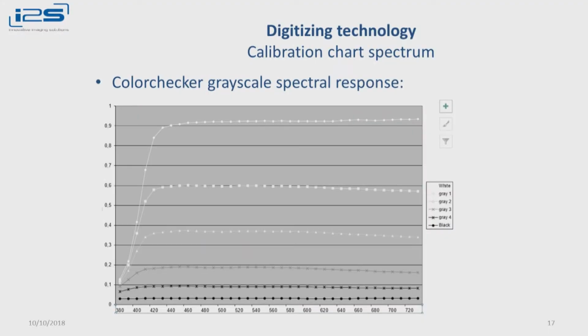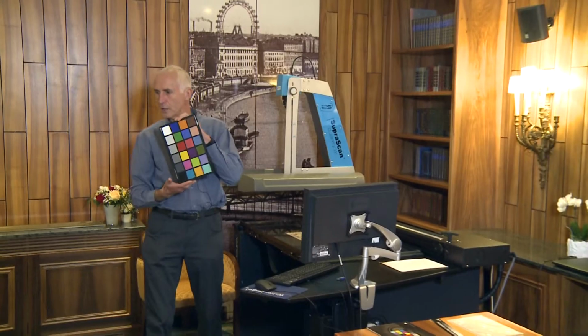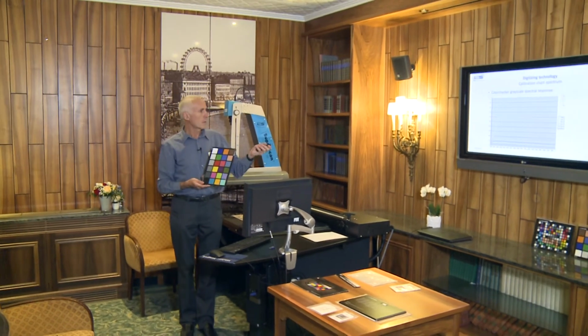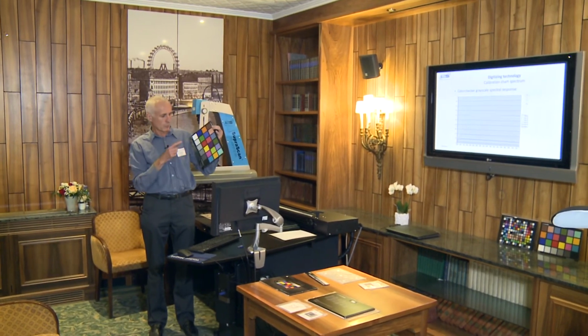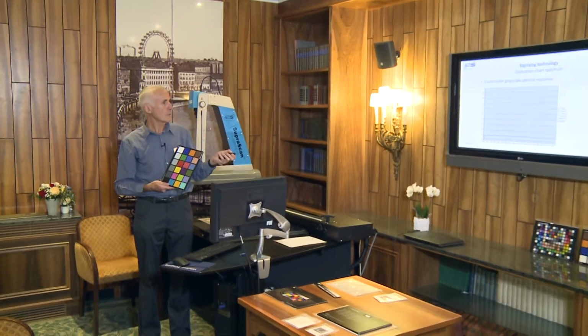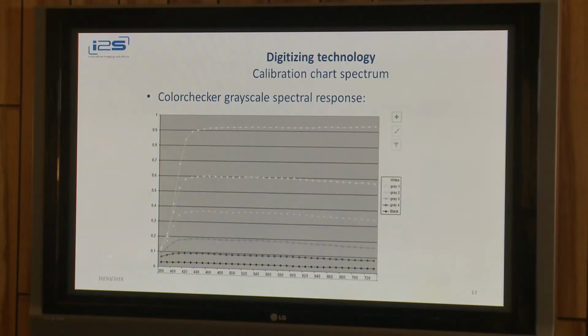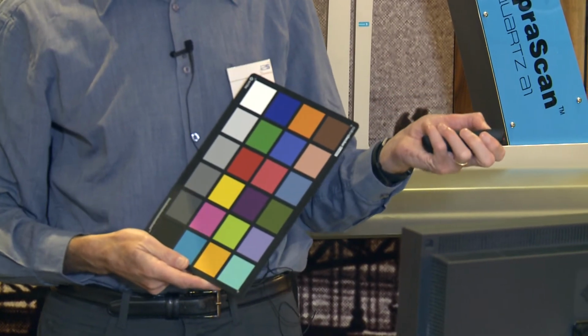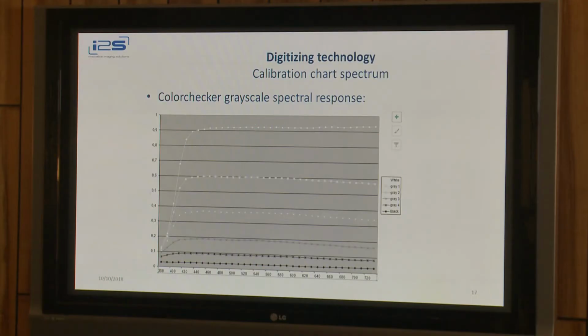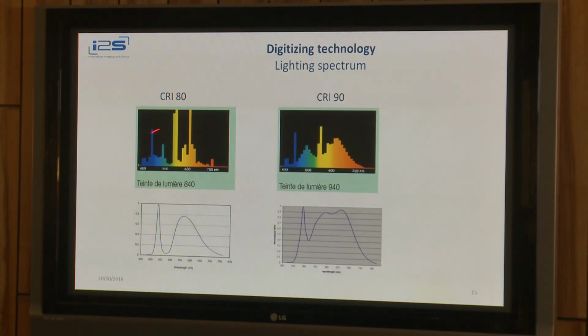This is this chart, you probably know this chart. This is the reflection spectrum of the grayscale. So you have the white patch, the gray patch, and the black patch here. And you can see there is no difference depending on the frequency. It's completely flat, except a little bit in the real blue. That means when you look at this chart, you will have no difference when you use this lighting or this one.